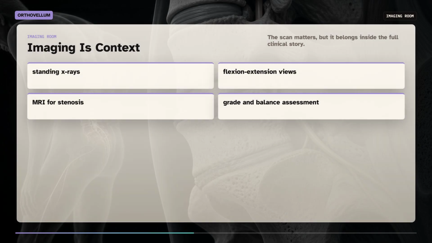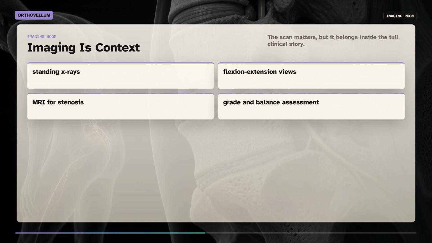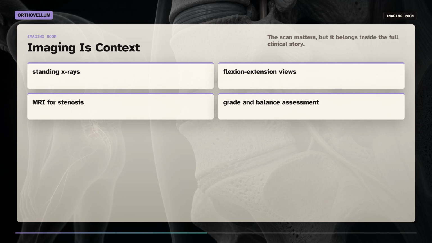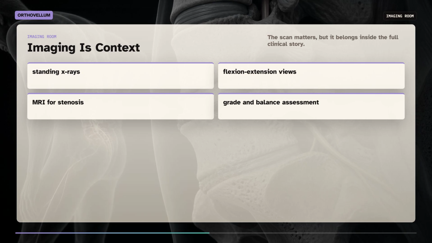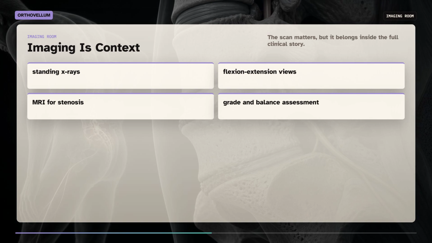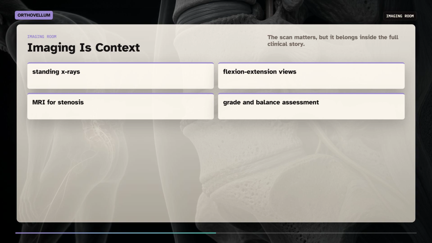Imaging helps when it is matched to the story. The useful imaging logic here is standing X-rays, flexion-extension views, MRI for stenosis, grade and balance assessment. An image is evidence, not a verdict. The same report can mean different things in different people. The skill is to connect the image, the symptoms, the exam, and the person's goals. That is the difference between treating a scan and treating a patient. A useful image question is: did this picture reveal the diagnosis, confirm the severity, exclude danger, or help plan treatment?